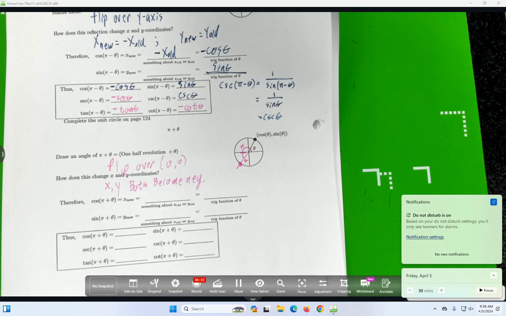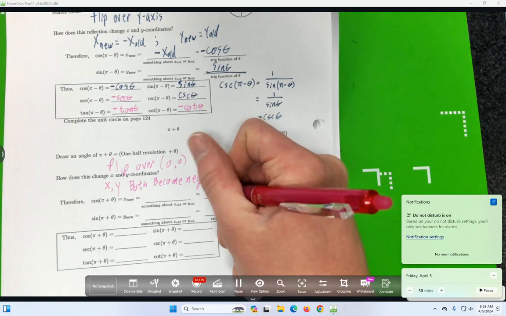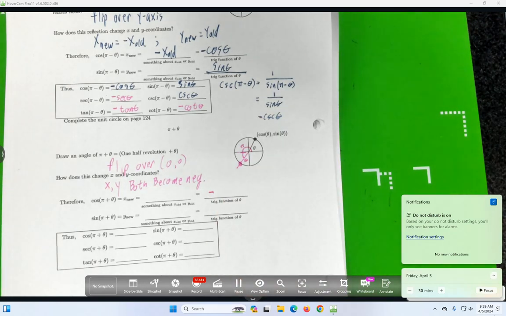What's the cosine of pi plus theta? Or maybe we can just say them. So cosine is the x-coordinate. So cosine of pi plus theta is the new x-coordinate. How does the new x-coordinate relate to the old x-coordinate? Negative. So cosine of pi plus theta will be negative the old x-coordinate. And what is the old x-coordinate? Cosine.